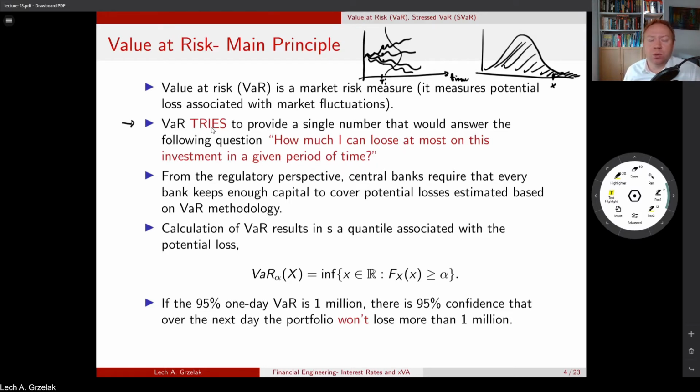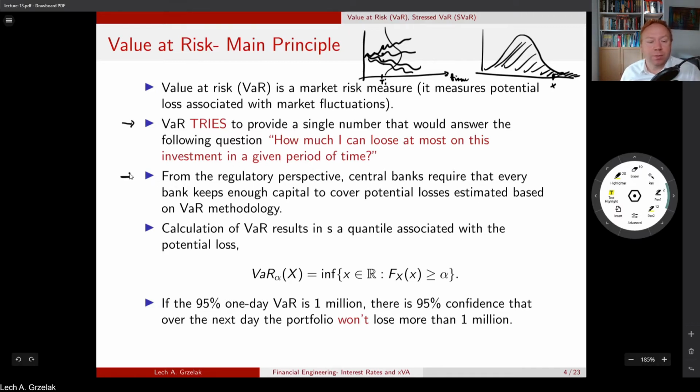And it's very important to stress that this is not really the answer that is provided by VAR. VAR only tries to answer this question. You will see actually in this slide that this is not really the answer that VAR provides, but this will be discussed in a few minutes.